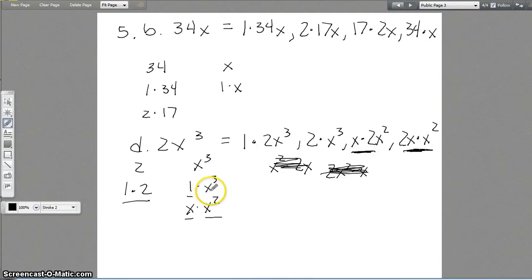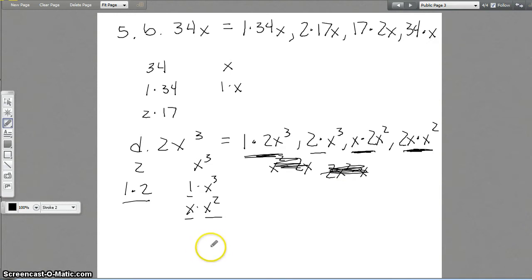And if we try starting with x cubed, we would multiply x cubed by 2, which is right here. Or we could start off with 2x cubed, which would be 1 times 2x cubed. So these 4 are the only possible different ways of writing 2x cubed. So there's only 4 pairs of factors that we can use to make 2x cubed.